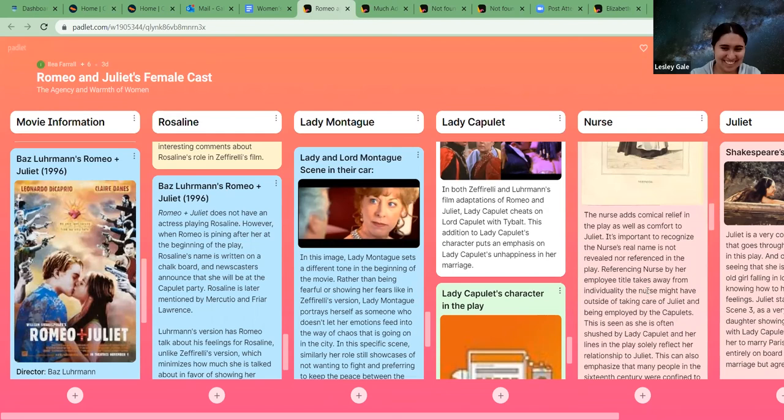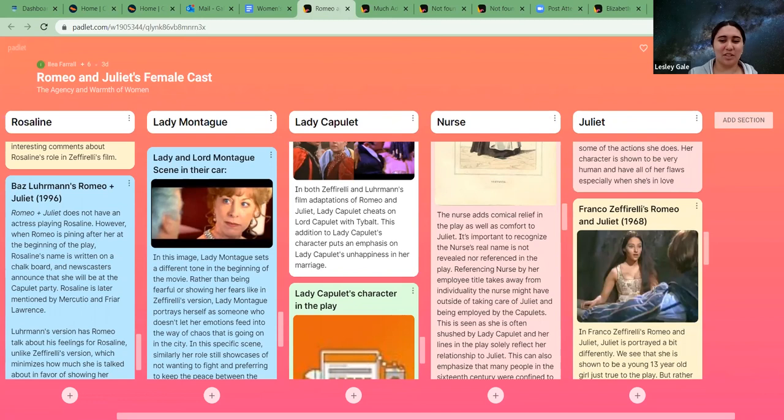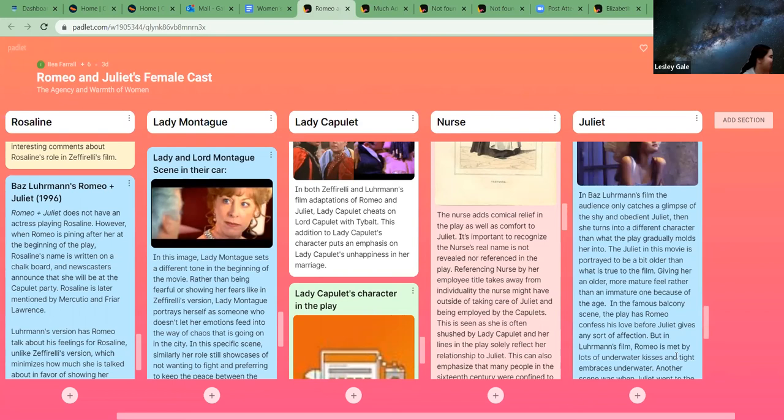Okay. Juliet is a very complex character. She develops a lot in the scene. In Zeffirelli's film, she's portrayed a bit differently. We see her shown as a young 13-year-old girl. In that film, she's shy and obedient. But she's a little bit older in this film, which is because in the play she was 13, and she is more confident in this film.